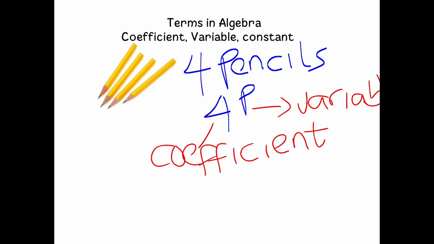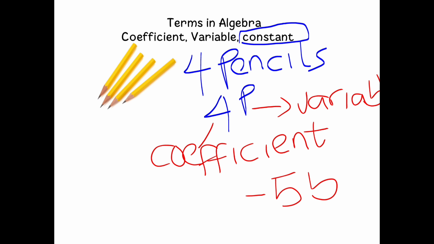So if I have minus 5b, what is my coefficient here? Good. Minus 5, right? And what is my variable? B. Do you understand? Very good. And when we talk about constant, constant is the number that stands alone. A number that stands alone.